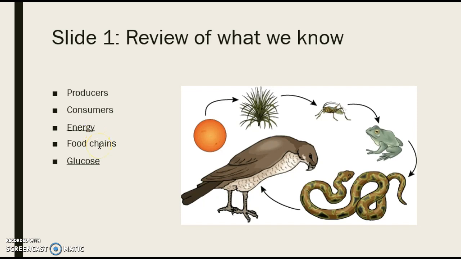We looked at food chains. We can see this food chain has 1, 2, 3, 4, 5 trophic levels. It shows the order of energy transfer from organism to organism. And very recently, we just learned about glucose, which is a sugar that is stored in our body, but then broken apart when we need to use energy.